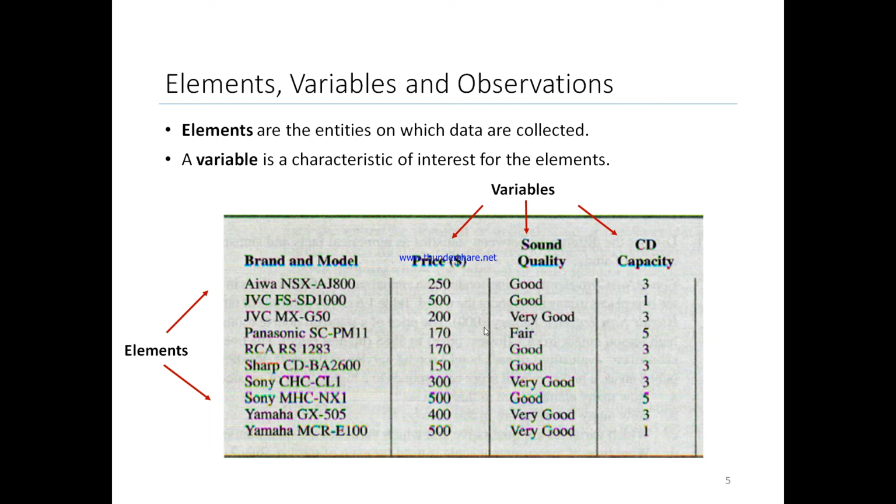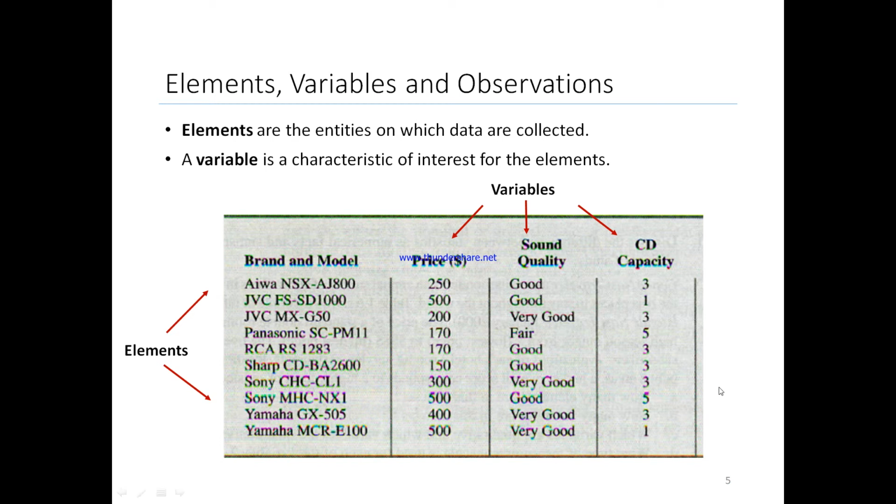Elements means the entities that we are collecting data from. Those elements have special characteristics. A student has a gender, an age, maybe a hometown. These characteristics vary from student to student, so we call them variables. Some of the variables we can measure numerically, we call them quantitative variables. Some we cannot, we call them qualitative variables.